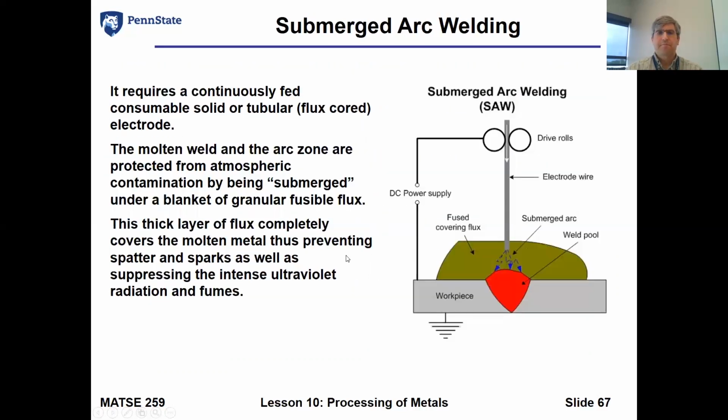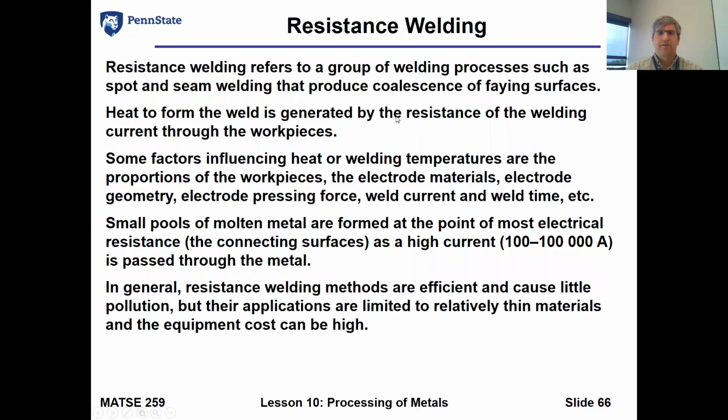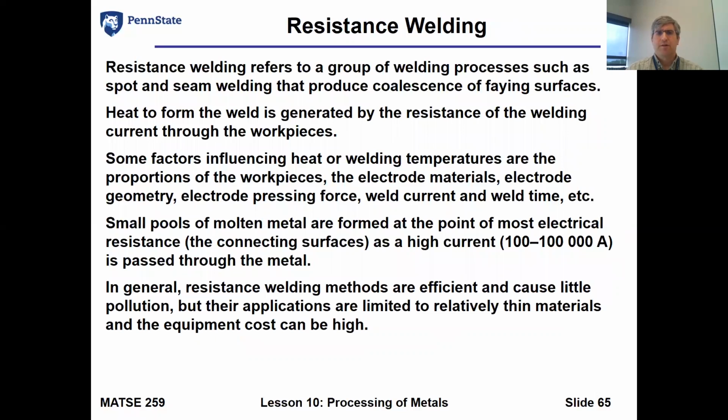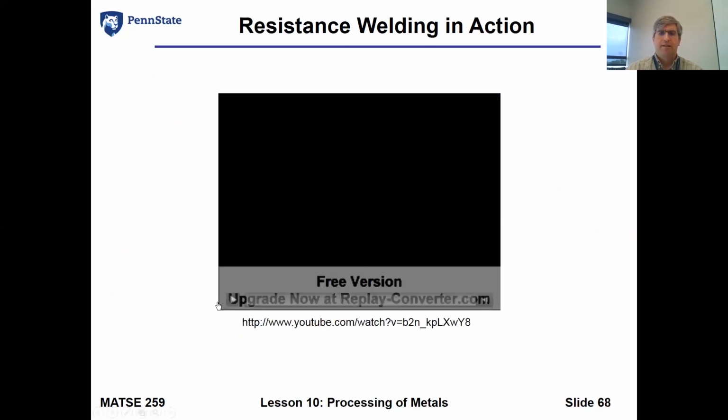And so another one that's commonly used is resistance welding. Each of these used arcs as their torch or some type of electricity. Resistance welding uses electricity as well, but what it does is heat up the part by resistively heating it. And they're efficient. They don't have a lot of pollution, but they are rather small. So let's see an example of where we can see resistance welding in action.